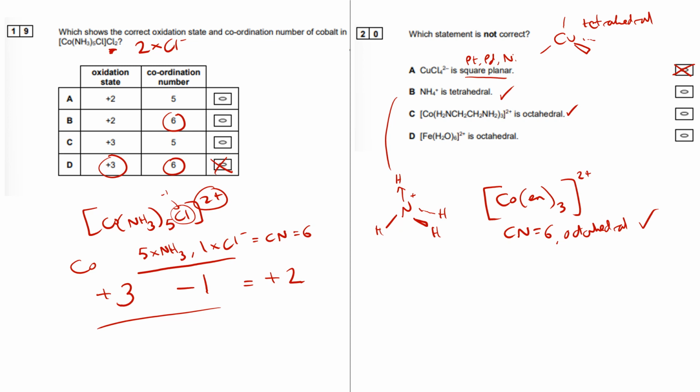And statement D, hexaaqua iron 2 is octahedral. Well, again, there are 6 ligands, coordination number of 6. 6 coordinate bonds formed means it is octahedral. So A is the only incorrect statement there.